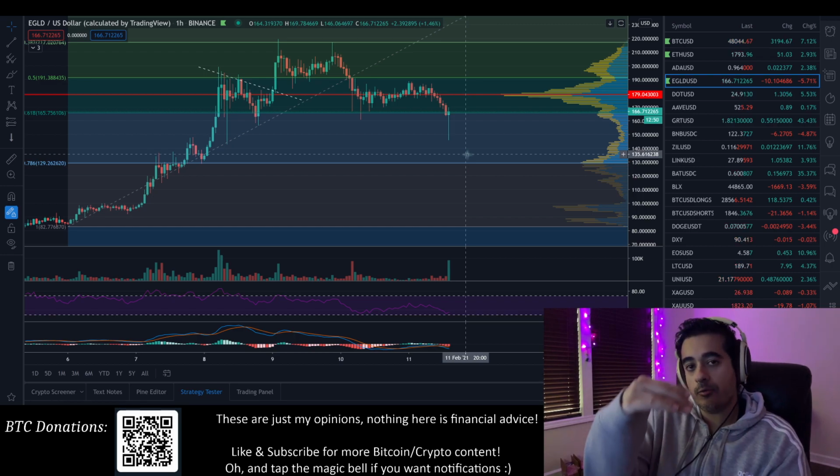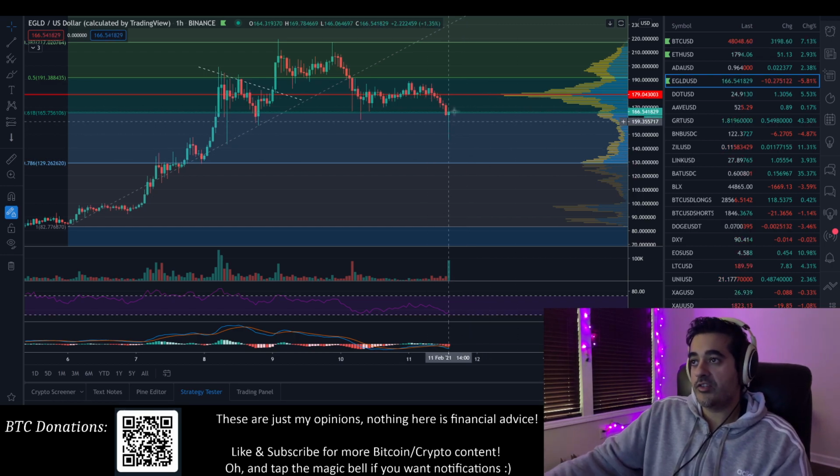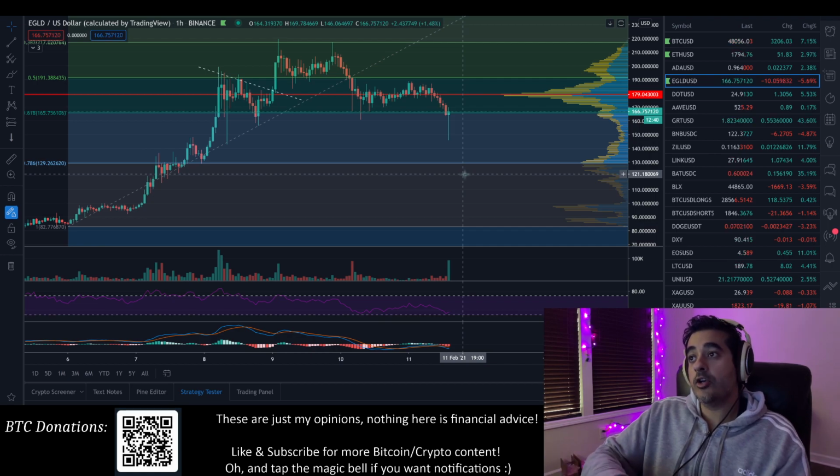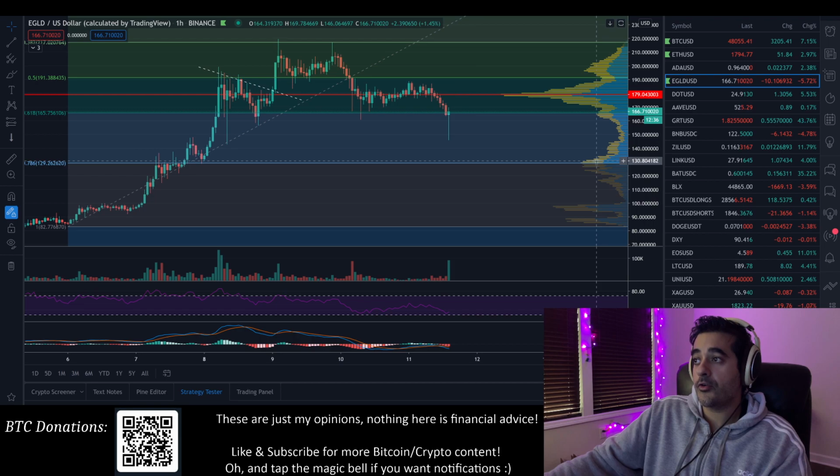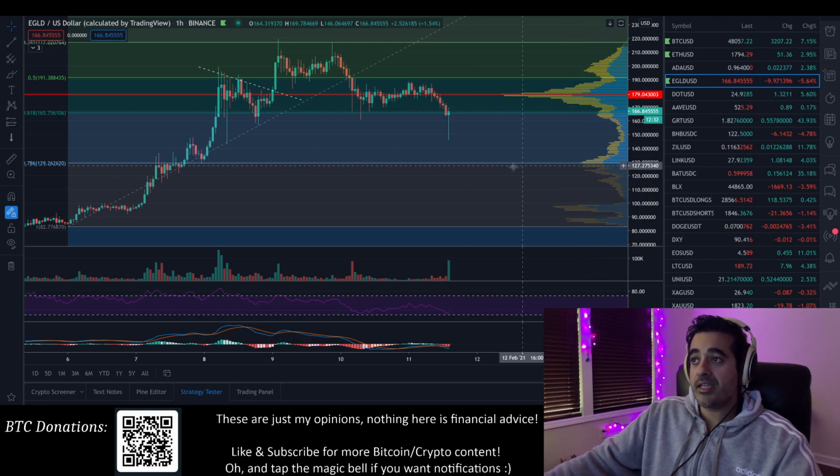Does it keep the downward momentum going, and does the volume and trading come back to below 160, anywhere between 160 and 150? If that happens, then it could potentially be a sign that we're going to see further downside to around the 130 level, where we have a bunch more support waiting for us. So that's something key to look out for.